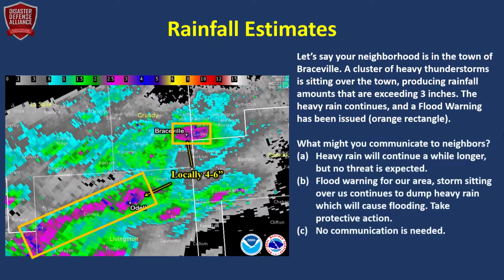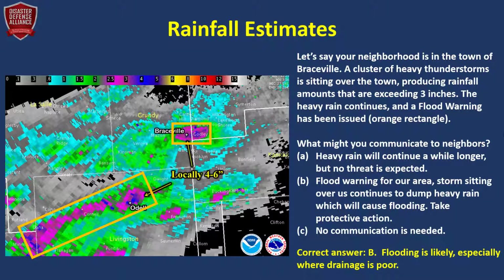So in this scenario, assuming your neighborhood is in the town of Braceville, what might you communicate to your neighbors? With a flood warning issued for Braceville, now is the time to notify neighbors of the likelihood of flooding in the area, given the heavy rainfall that's occurred.